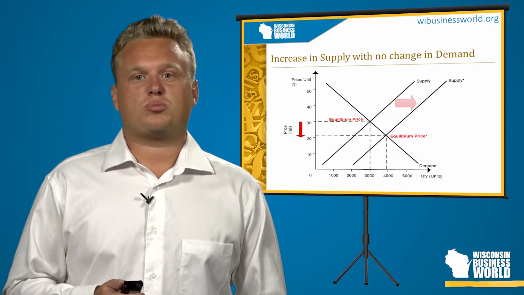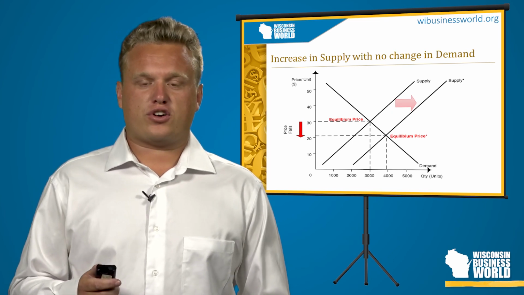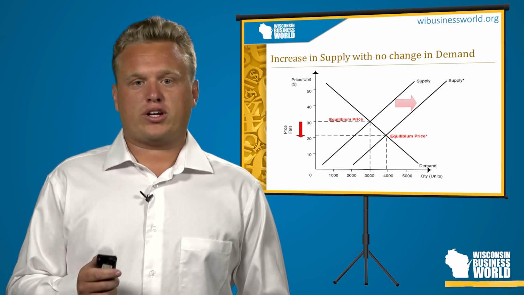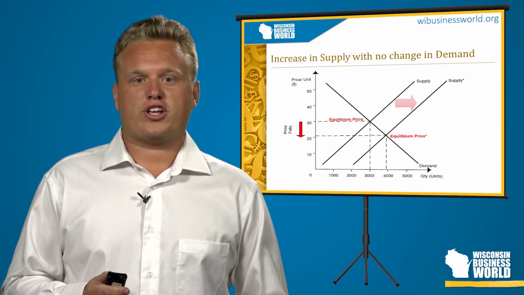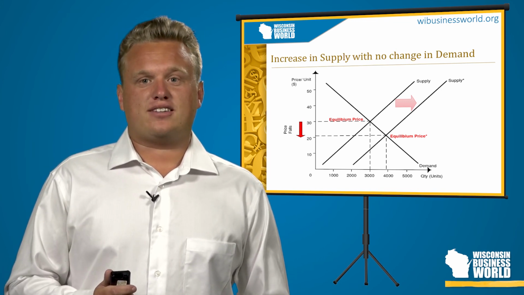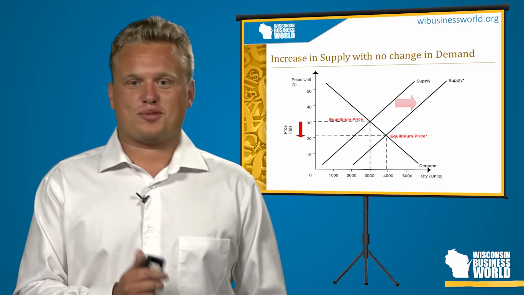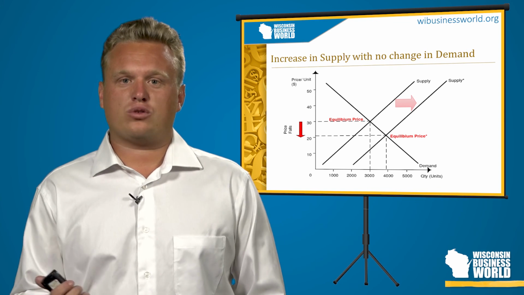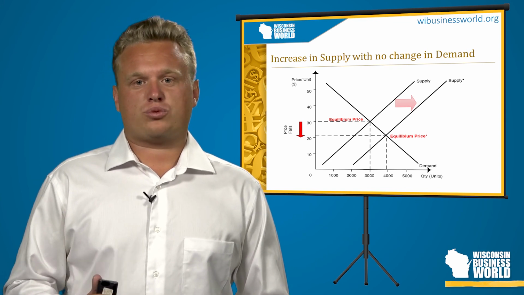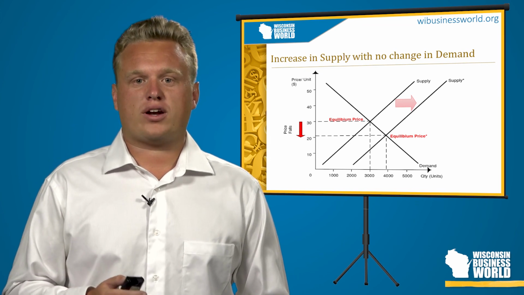So an increase in supply with no change in demand. So if we look at the first supply arrow, market equilibrium is at $30 for 3,000 units. An increase in supply will shift the supply curve out to the right, which will then lower the price, but increase the amount of quantity produced.